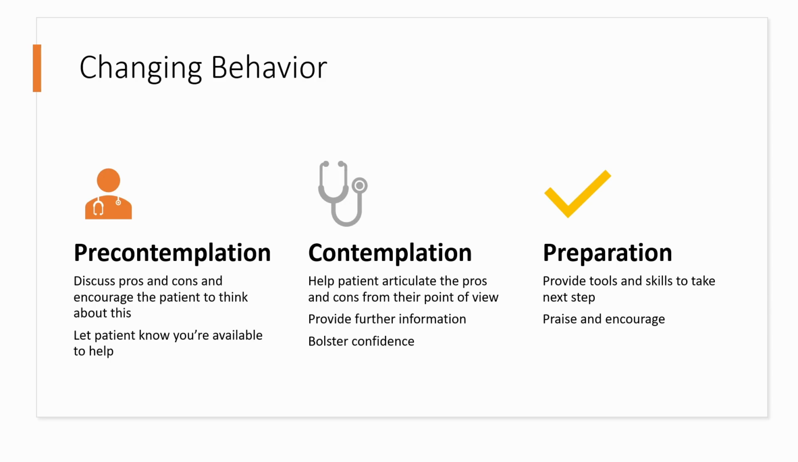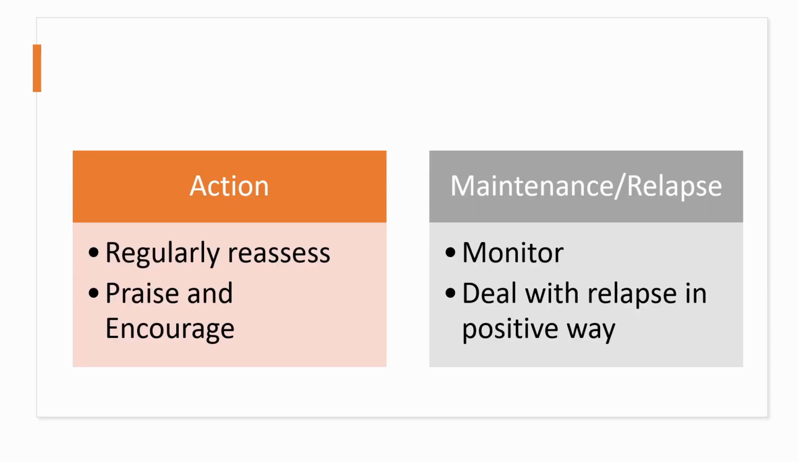Preparation: provide tools and skills for the next step. Give praise and encouragement, but don't treat them like children. And lastly is action. If you have solicited action from your patient, regularly assess and praise and encourage them. Finally is to monitor the patient. Monitor if they are continuously taking the drug. If they stopped or become non-adherent again, try to deal with it in a positive way.